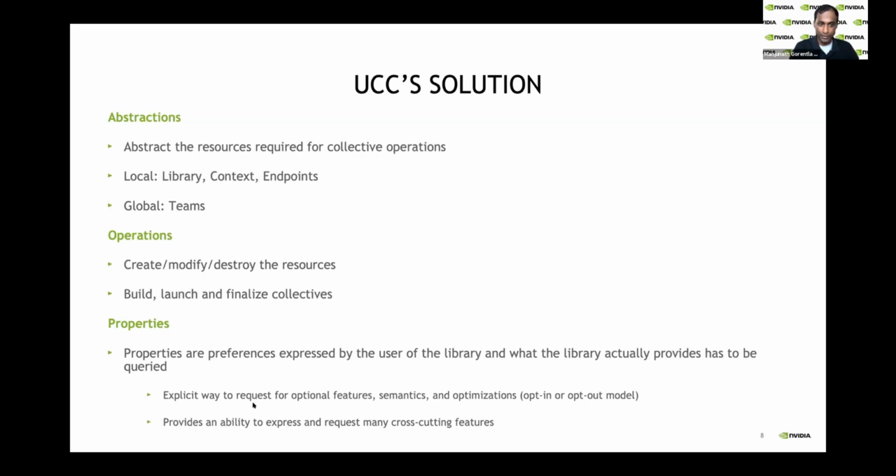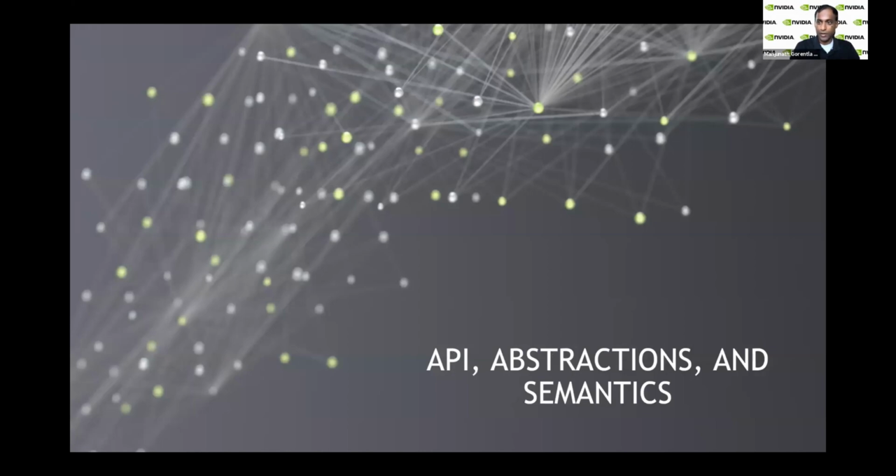The properties can be either on a single object, or they can be a cross-cutting feature. We see examples of both. So I'll pause here if you have any questions about this really high-level view. Then I'll dig into the API a little bit. Okay, let me jump over.